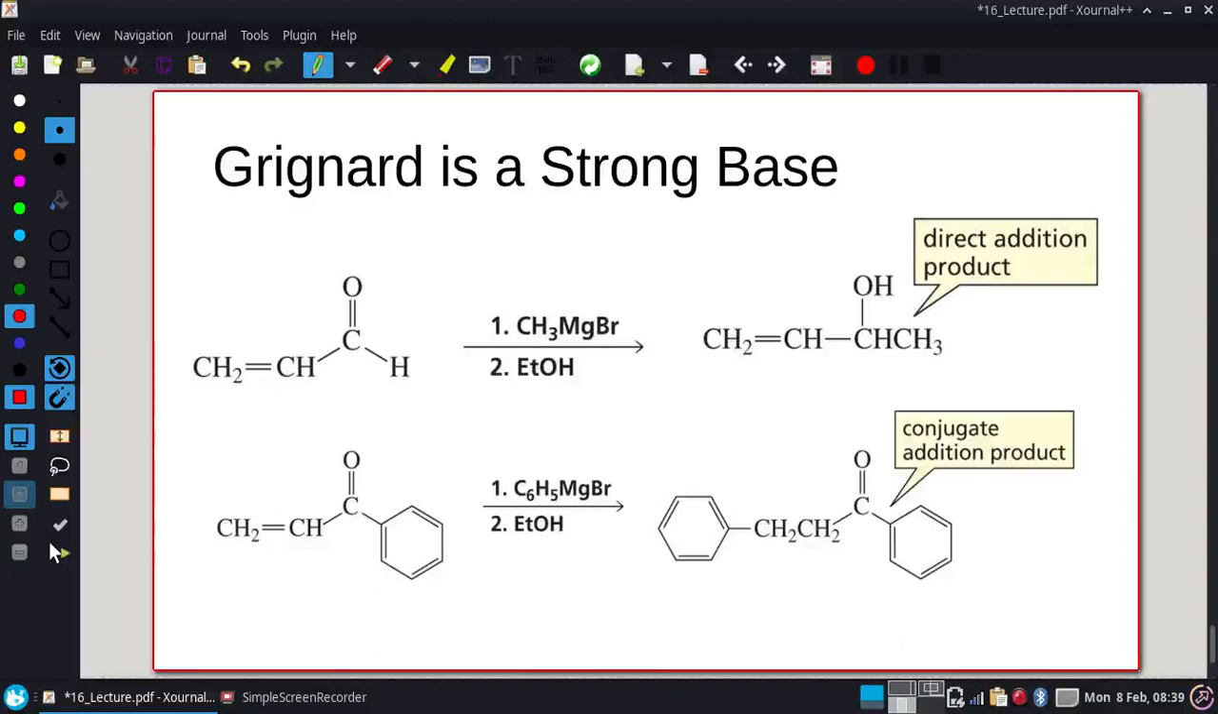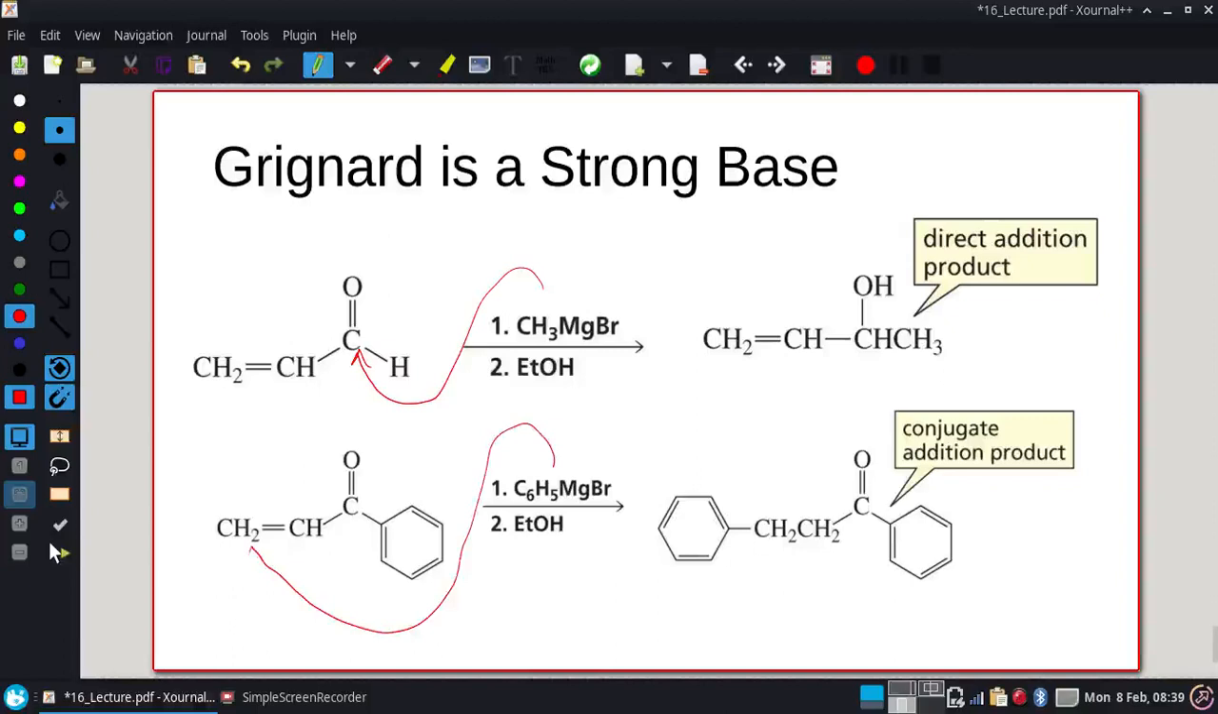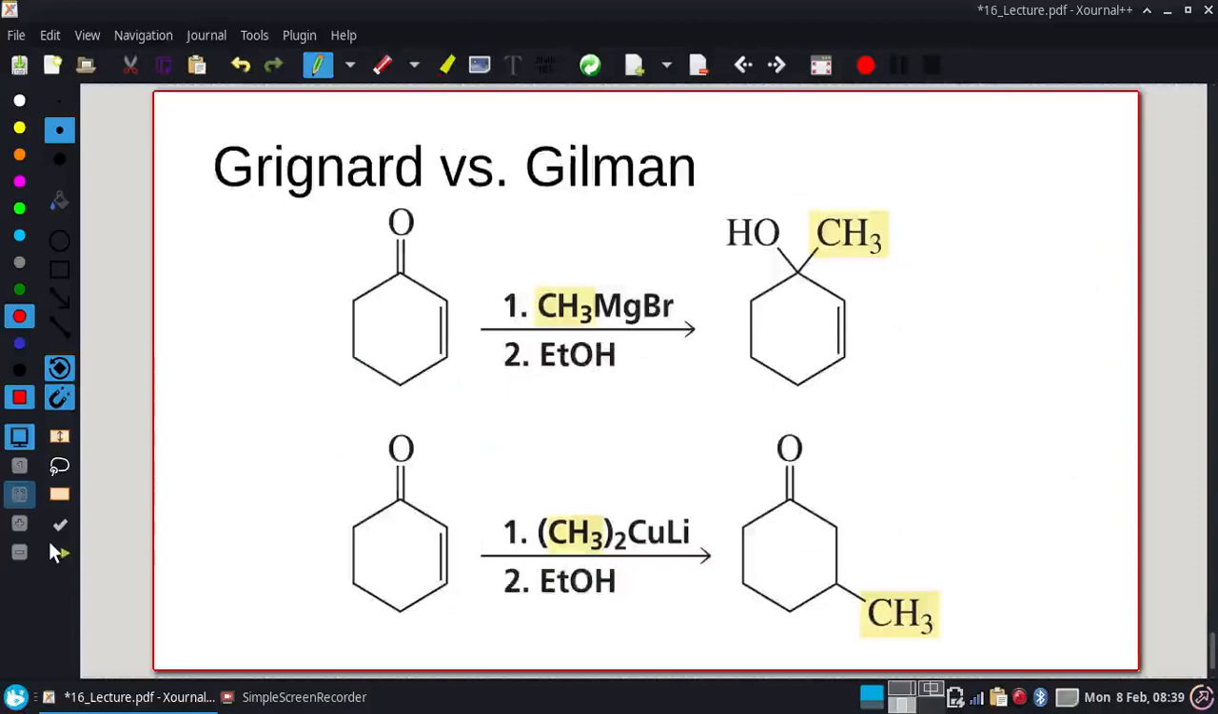So I got two different little structures. This one being aldehyde, we would typically expect to have more direct addition, bulkiness. So in this case, I would expect more conjugated addition. And if I change this to Gilman rather than Grignard, Grignard typically does favor, well, Grignard does give us more of a direct addition. Gilman almost always gives you conjugated.